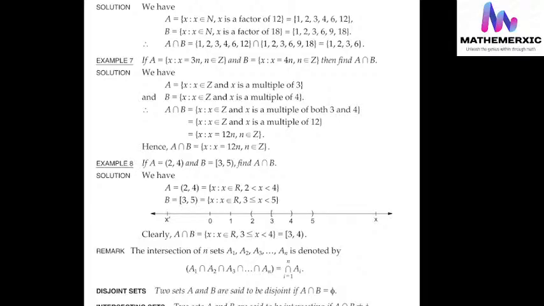Basically, we need both common multiples, multiple of 3 and multiple of 4. So we need x such that x belongs to Z and x is a multiple of both 3 and 4. In that case, we can take the LCM, the least common multiple of 3 and 4, which will be 12. So x is such that x belongs to Z and x is a multiple of 12, so x equals 12n where n belongs to Z. Hence, A intersection B will be 12n in this case.